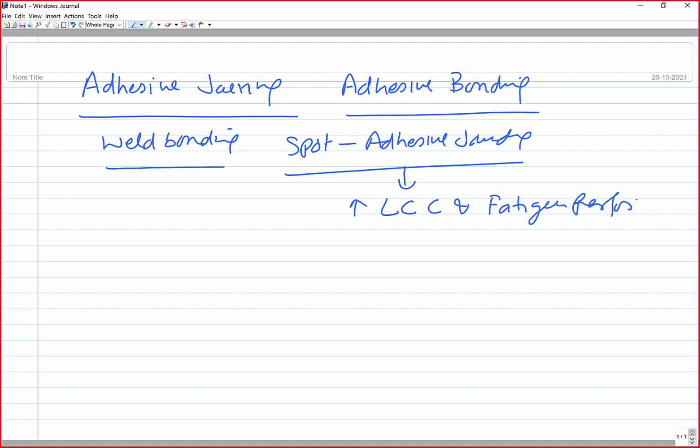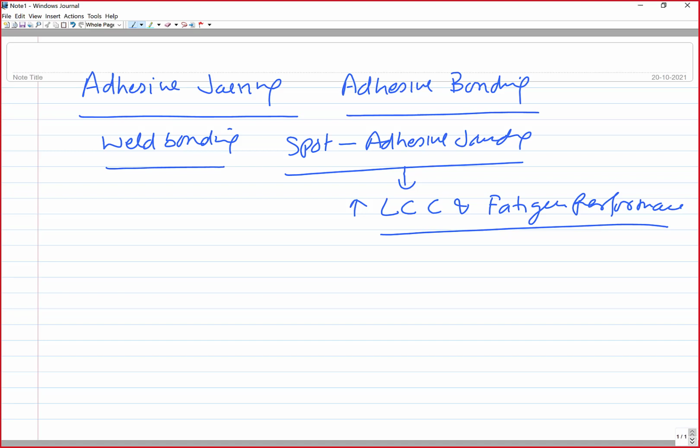So to exploit these properties of weld bonds, this is extensively used in the automotive sector and in aircraft. But how these things happen, and how to identify the contribution of the spot weld and the contribution of the adhesive joint, we'll be seeing a little later.